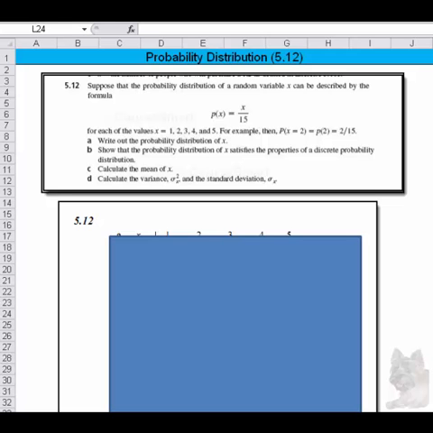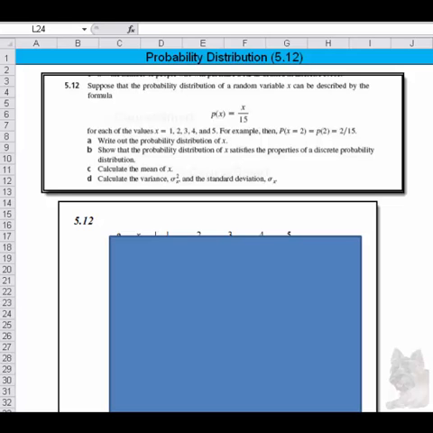Let's take a look at this probability distribution problem. It's problem 5.12. Suppose that the probability distribution of a random variable x can be described by the formula: the probability of x is equal to x over 15, for each of the values x equals 1, 2, 3, 4, and 5. For example, the probability of x equals 2 is 2 over 15.